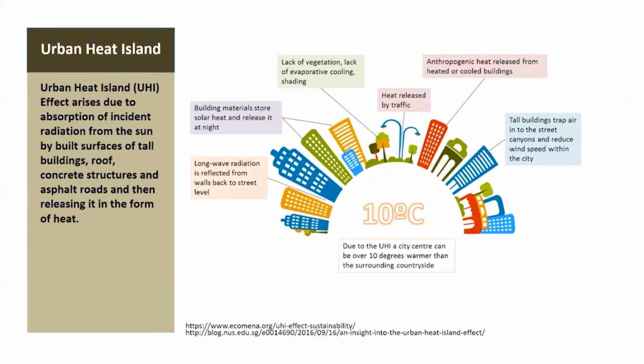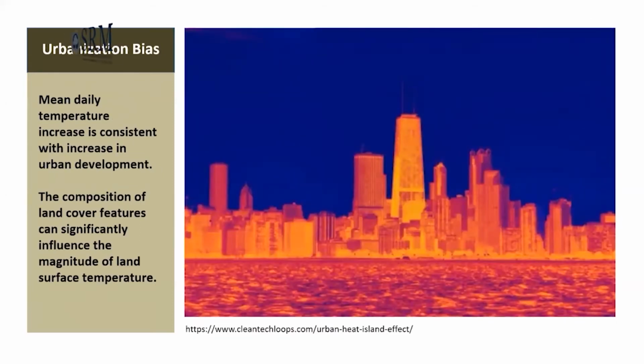Urban heat island effect arises due to many reasons. Absorption of incident radiation from the sun by built surfaces, which include tall buildings, the concrete surfaces from roofs, the road surfaces. So many of them totally contribute to temperatures which can be even 10 degrees higher. Mean daily temperature increase is consistent with increase in urban development. The composition of land cover features significantly influences the land surface temperature, LST.